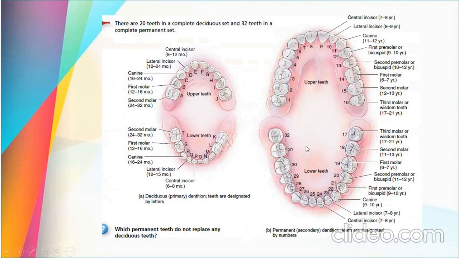Now the lower teeth contain the third molar, or the wisdom tooth. Next is the second molar, first molar, second premolar or bicuspid, first premolar or bicuspid, canine, lateral incisor and the central incisor. The permanent dentition contains 32 teeth, and the deciduous or primary teeth contain 20 teeth.